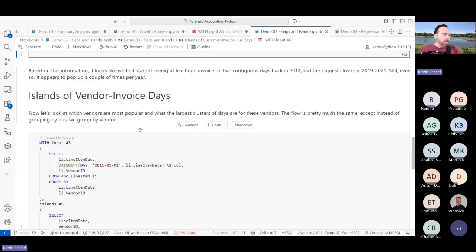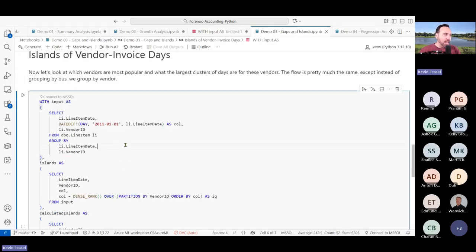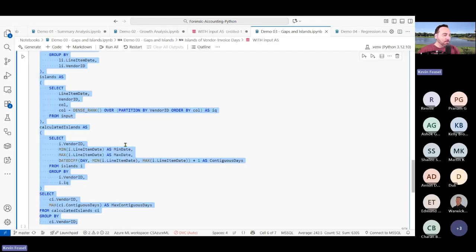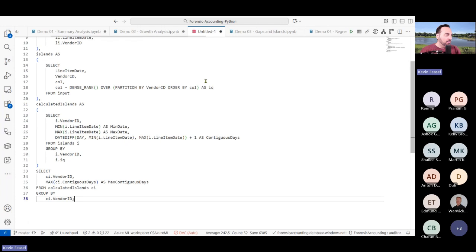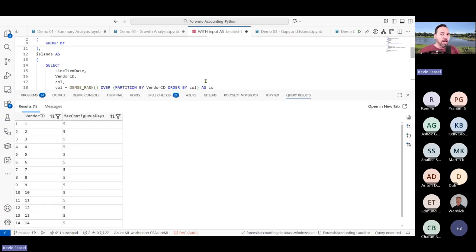Our next one is vendor invoice days, so vendors sending invoices over specific date ranges. I just paste this in and run it. What we see is everybody has 5. That's a little bit weird, but honestly, it's just an artifact of the artificial data.